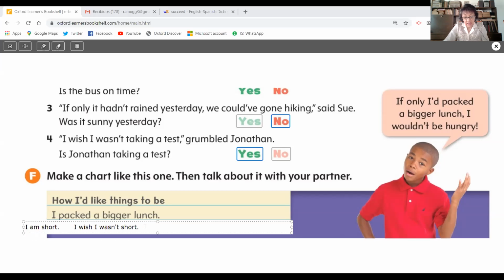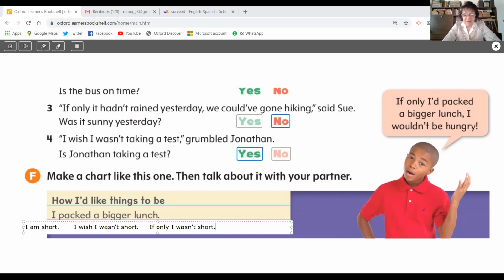It's exactly the same. Well, if only sounds more like a remorse. Okay, if only sounds like you are suffering a little bit more because you don't have the situation you want to be different. If only. Short.